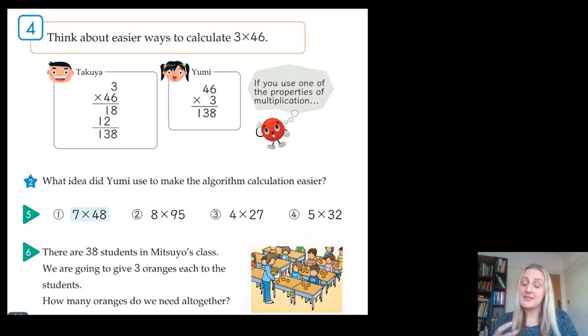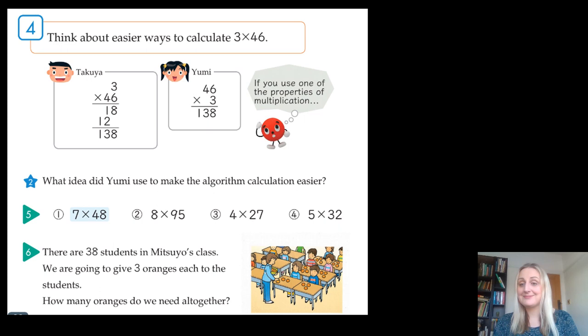So they're being taught an algorithm and they're being taught to manipulate that algorithm and understand it enough that they can use it efficiently. And I'm not saying we don't do this in this country. I just think it's really interesting to look at the way that their textbook is laid out and the way that things are explained and taught. I think it's a really nice textbook to have a look through.